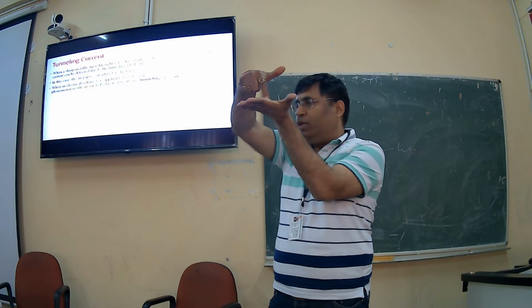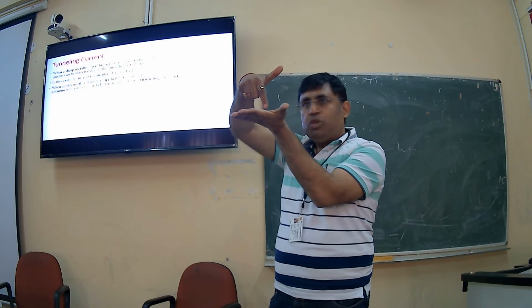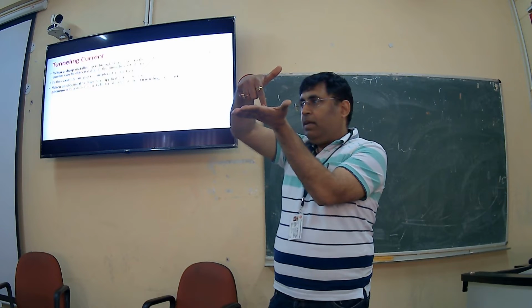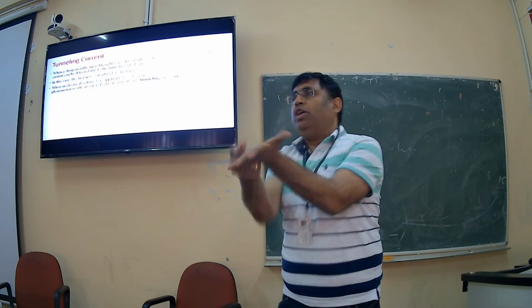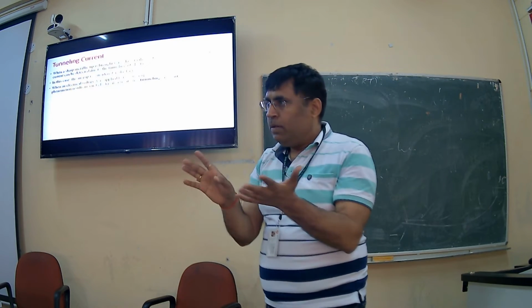In classical term, it should not, because there is a gap. Electron cannot, because circuit is not complete. So electron should not. But because of tunneling current, electron can jump, and then circuit will be completed. Okay? You got this point?